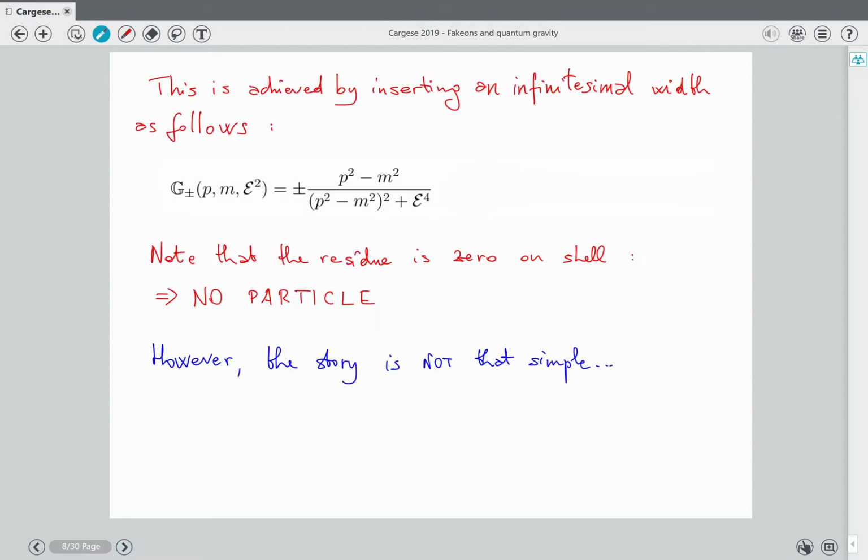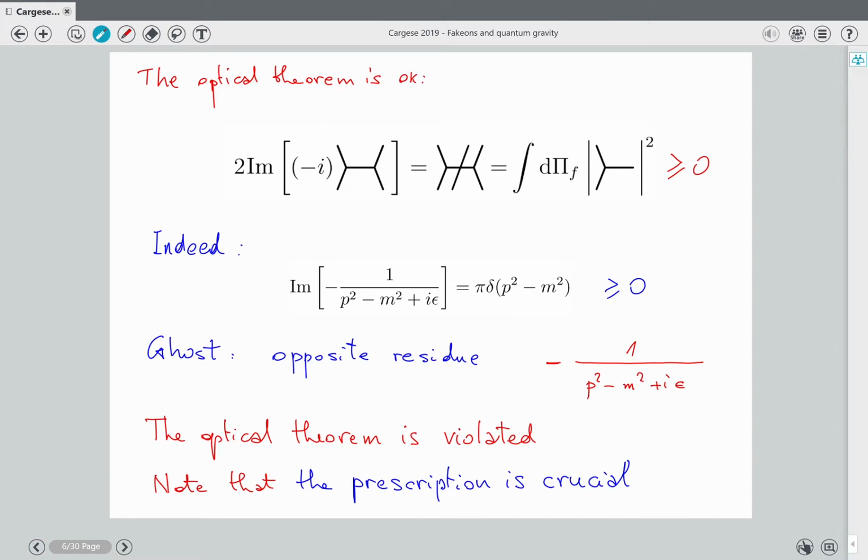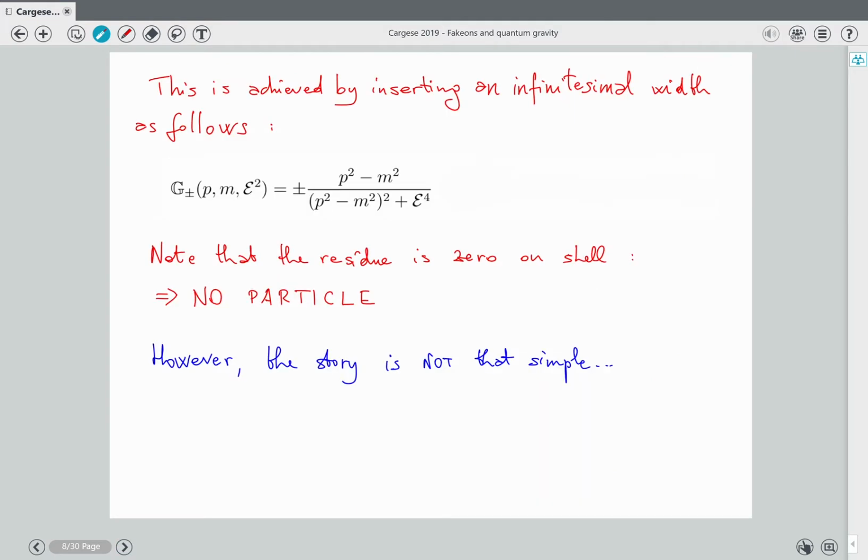So a warm-up to suggest that this propagator is not propagating anything is that on shell, when p squared is equal to m squared, for every non-zero width, it is 0. It has no imaginary part. And so the optical theorem will be obeyed with a 0 on the right-hand side. Not plus, which is a particle, not minus, which is a ghost, 0, which is a fake particle. It's really a fake particle in the literal sense. However, this story is not that simple. You have to do a little bit more.